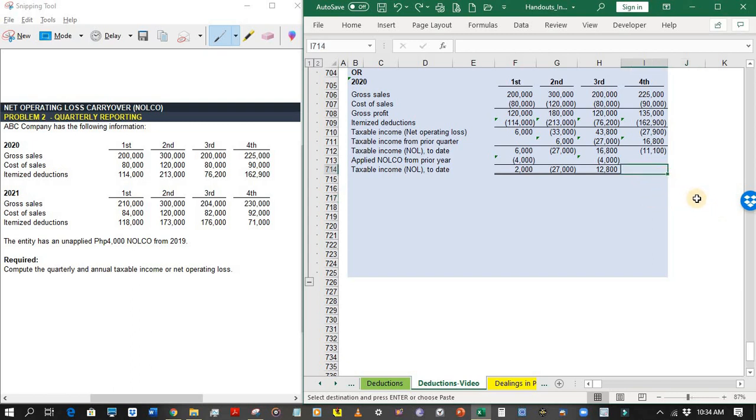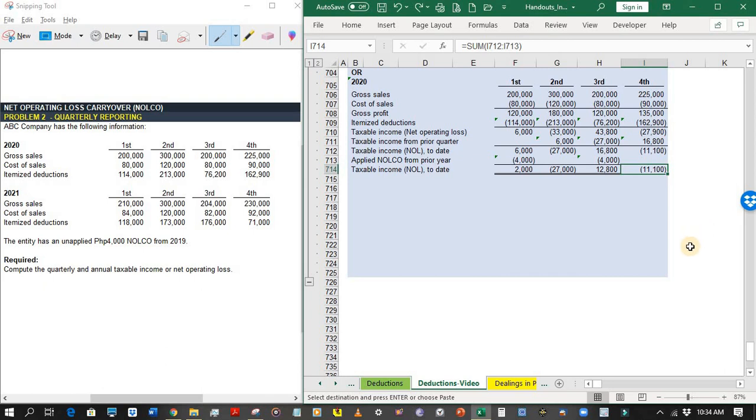And again, since this is the last quarter for the year, we can now update our net operating loss carryover. So which means that the 4,000 NOLCO in 2019 was not applied in 2020 because instead of decreasing the NOLCO, it increased in 2019. So how much is the increase in 2019? It is 11,100.